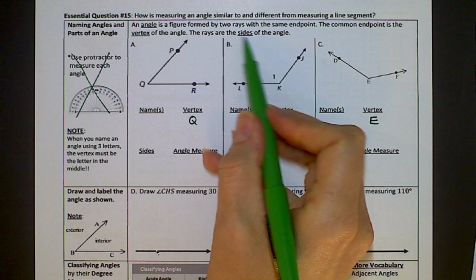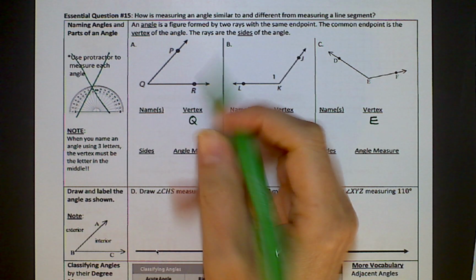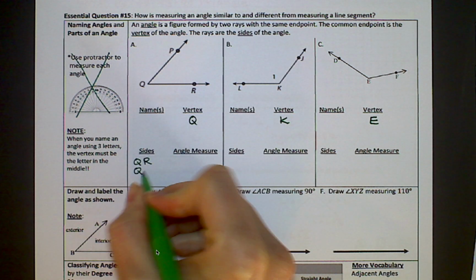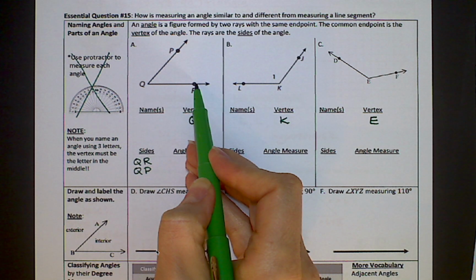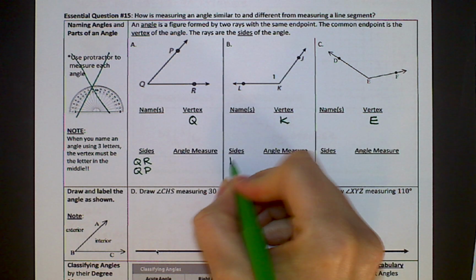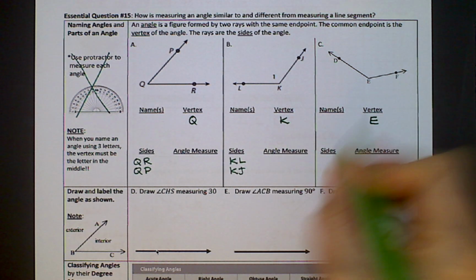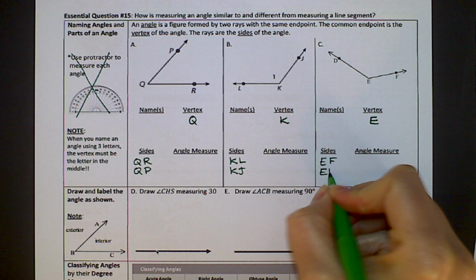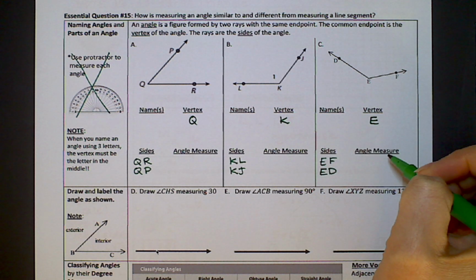The rays are the sides of the angle, okay? So when we look at sides here, we're looking at QR and QP, okay? So the sides would be our vertex to our point and our vertex to our point. On this, our side would be KL to KJ. And this would be EF to ED. Okay, so our vertex to the part of the ray, our vertex to the part of the ray, okay?